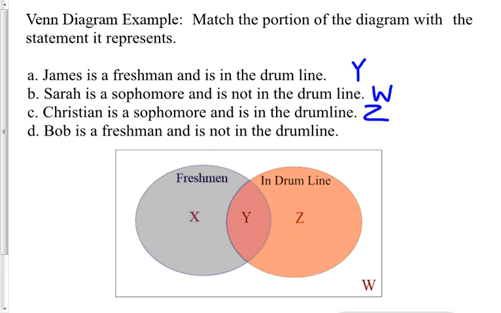And finally, Bob is a freshman and is not in the drum line. So this is a conjunction and includes a negation. Since Bob is a freshman, he's in the freshman circle. He's not in the drum line, which means he's not in the drum line circle. So we are talking about region X.